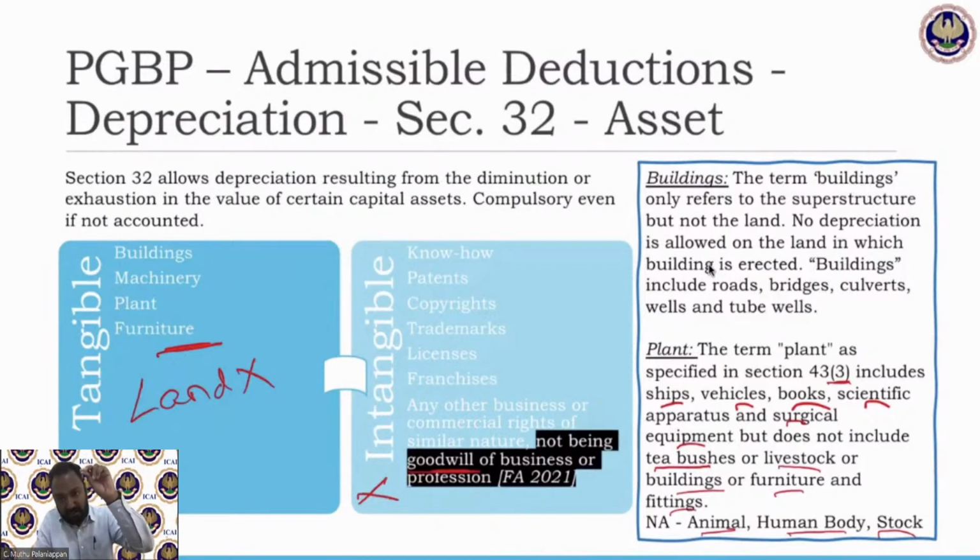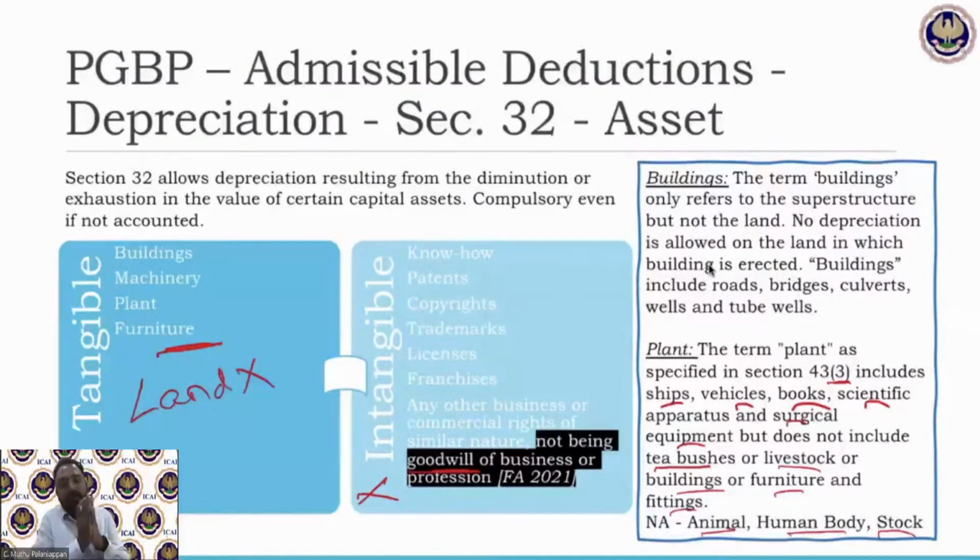They are specifically listing out a few things, such as patent, copyright, trademark, license, and all these things. And they are having a disclaimer clause to say that any other business or commercial rights of similar nature is also called intangible. Just that goodwill is excluded from this, because over the years, goodwill was also considered as intangible. Recently, in Finance Act 2021, goodwill was not considered as an intangible asset. So, goodwill is no more an asset on which you can claim depreciation, which can be treated as intangible.